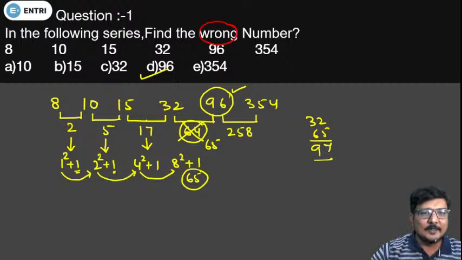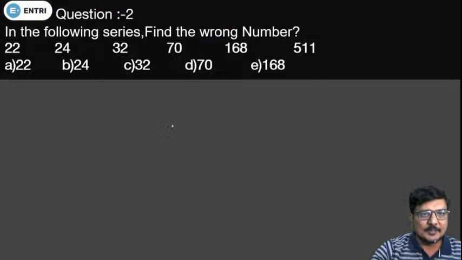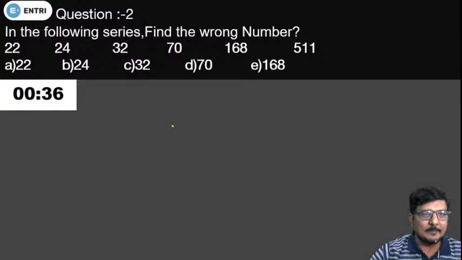Hopefully the logic behind this number series is clear to all of you. Now let's try the second question of number series, with the timer. Try to understand the logic behind this series and punch your answer. Quickly punch your answer. Try to find what is the difference, what is the logic that is going on in this series. The terms are 22, 24, 32, 70, 168, 511.